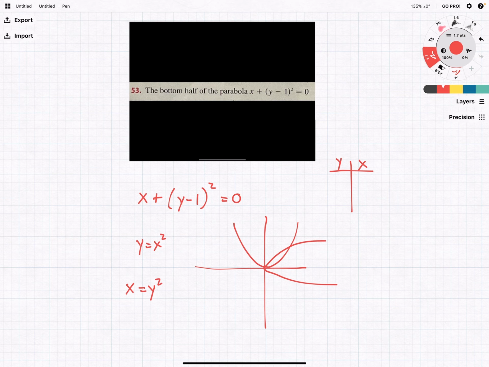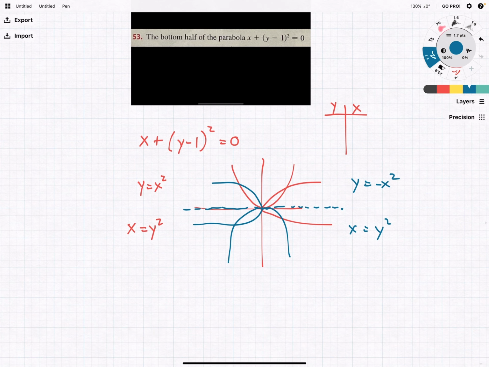So that's that, right? And then conversely, if we had y equals negative x squared, that would look like that, because it would be reflected across the x-axis. If we had x equals y squared, it would look more like this. And so now that we have those rough sketches, let's figure out how to find the specific function for the bottom half of the parabola.